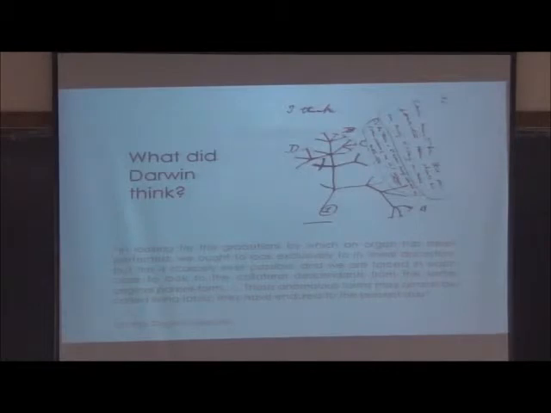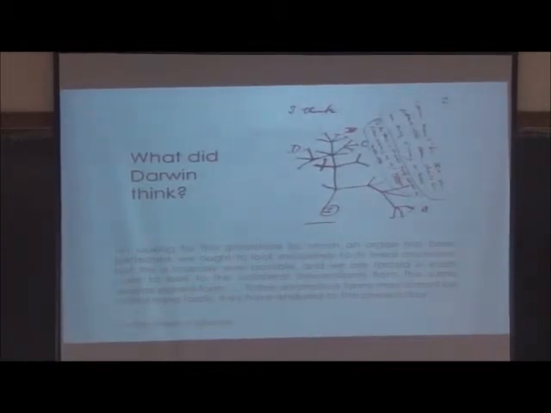So he says the following thing: in looking for the gradations by which an organ has been perfected, we ought to look exclusively to its lineal ancestors. Find out where the eye came from, look at the ancestral eye. But this is scarcely ever possible. We don't have a time machine. Fossils are usually pretty bad.